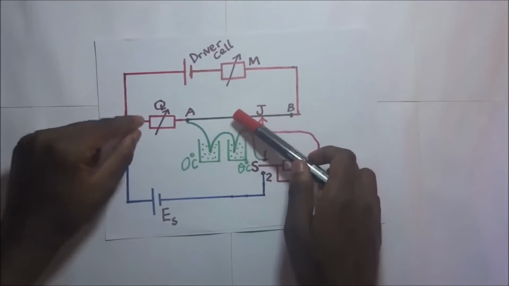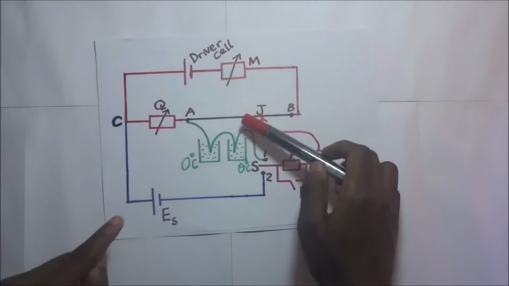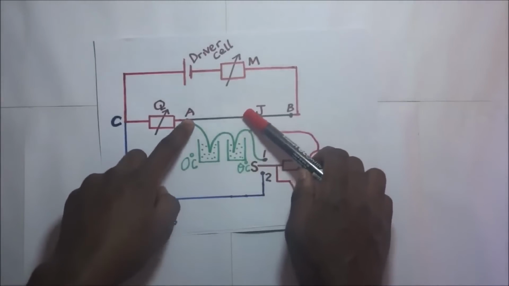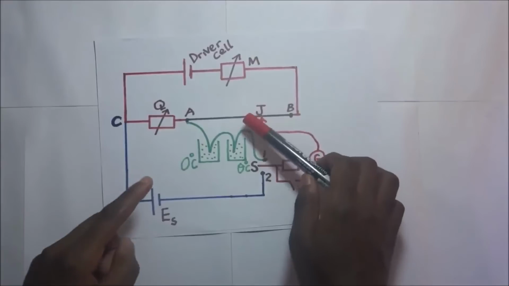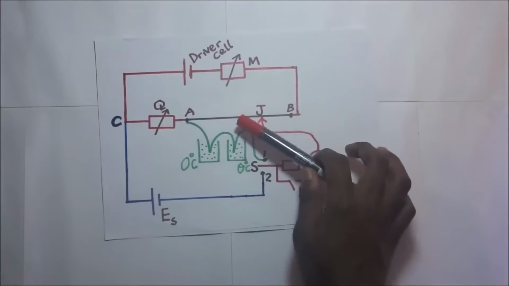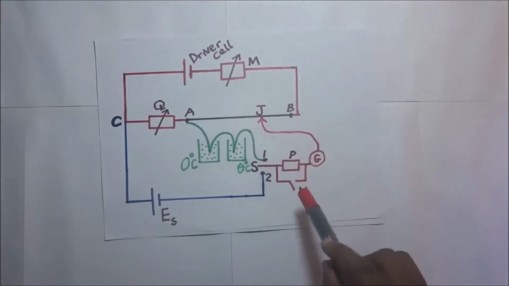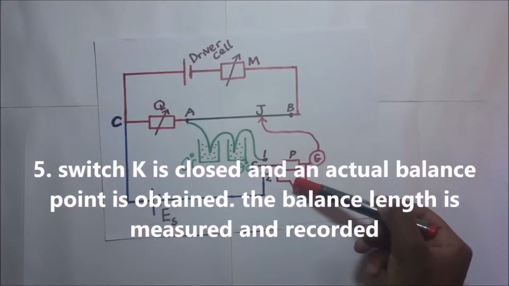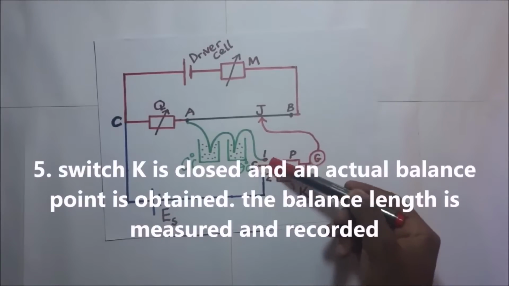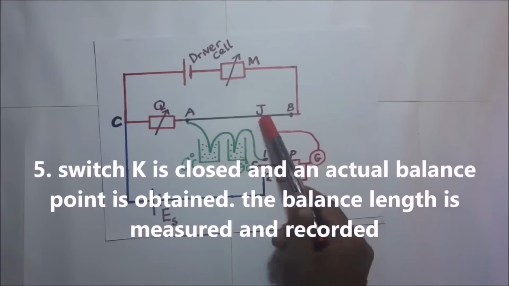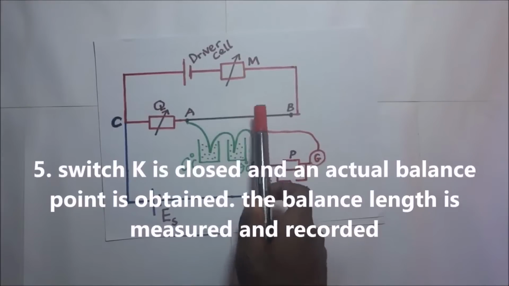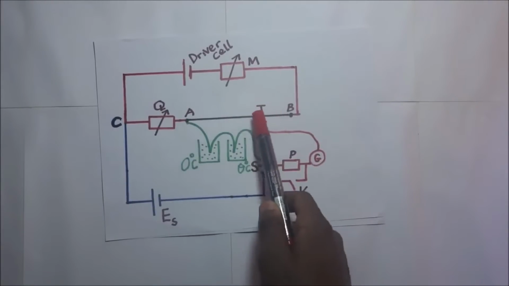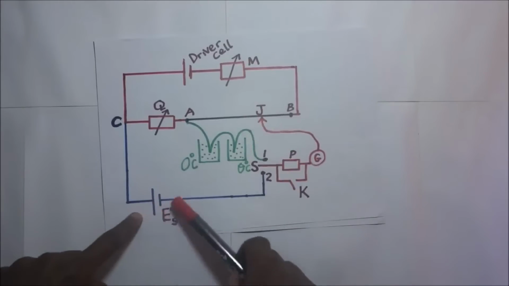So it is more like trial and error. You keep adjusting Q, you adjust M, so that at the balance point you are able to get a reasonable or measurable balance length. After getting a measurable balance length, we bypass this protective resistor. That means we're going to close K. When you close K so that we bypass it, we adjust the jockey again and we are able to establish the accurate balance point.